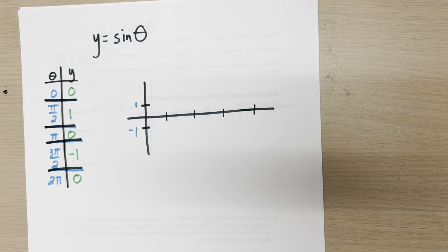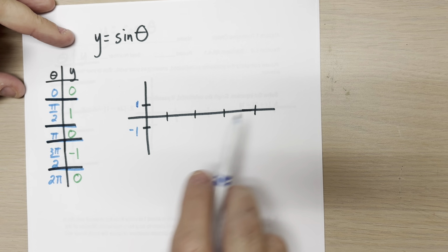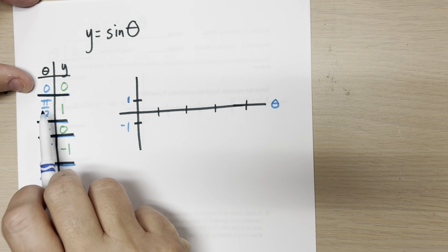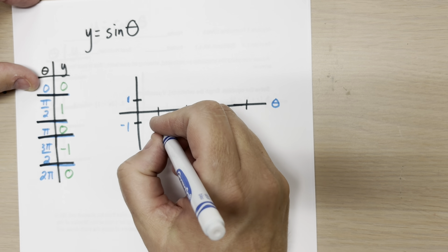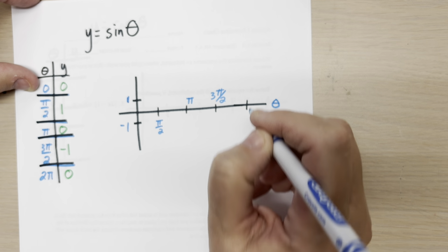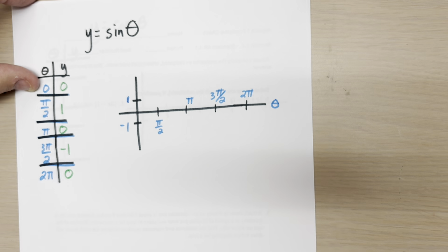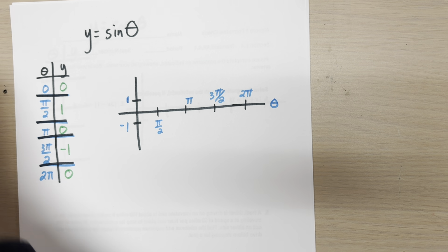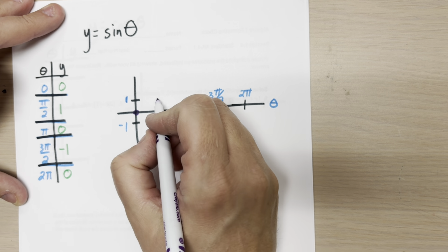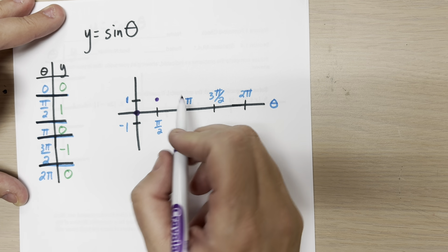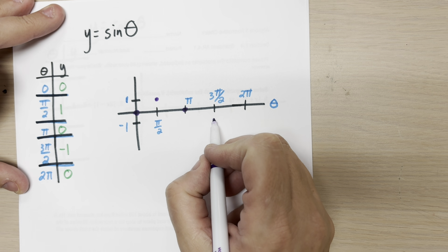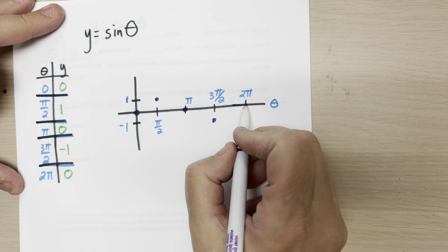As I go across here, along what normally is my x-axis, this is really going to be my theta axis. So I'm looking at the angle measure 0, pi over 2, pi, 3 pi over 2, and finally 2 pi. So when I'm graphing my function, I will start at 0, 0. That's right here in the middle. Then at pi over 2, I go up to 1. At pi, I am back down at 0. At 3 pi over 2, I am at negative 1. And then at 2 pi, I am back to 0.